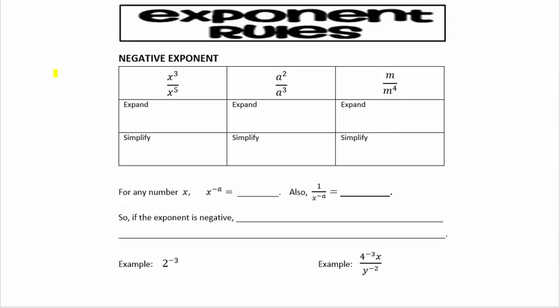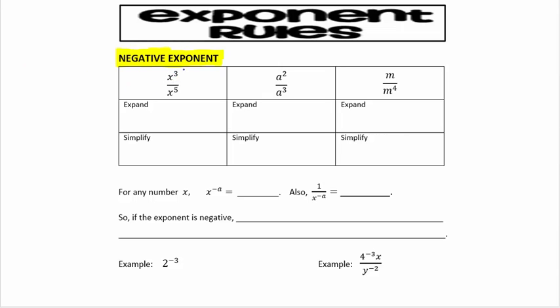All right, the first one we're going to look at is the negative exponent rule. This one may be the most confusing one to you, but we're going to work through it and see how we do. So let's start off like we did the others, and let's go ahead and expand and simplify some expressions.